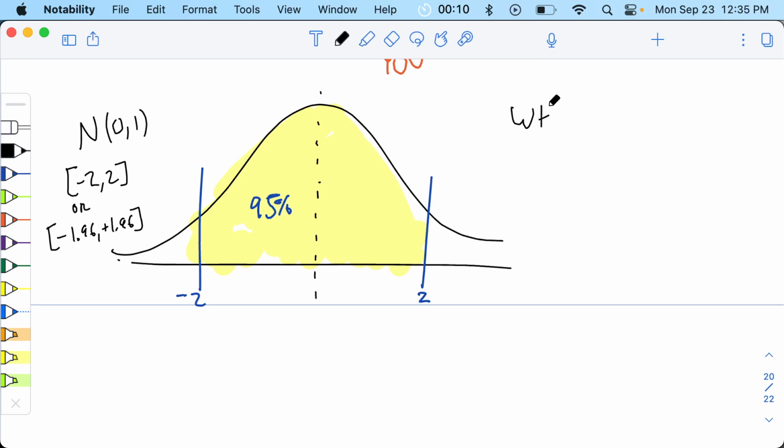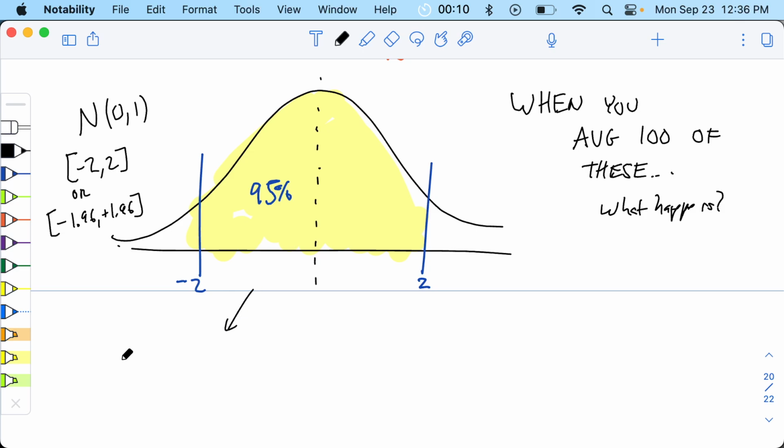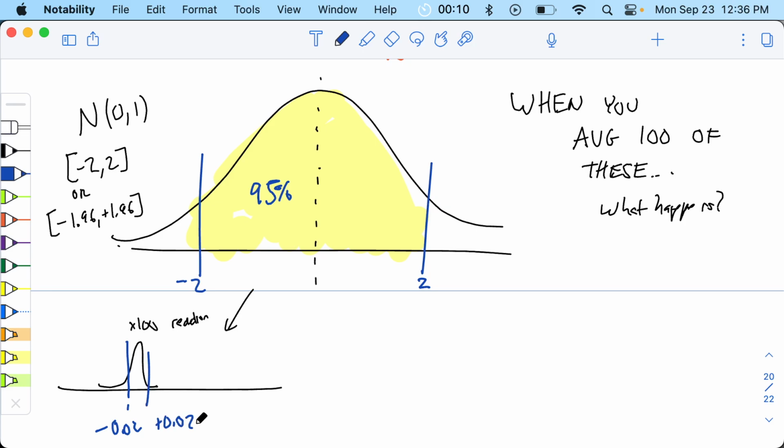So when you average 100 of these, what happens? Inside the answers, there were a few different possible answers. Some people said, well, you're averaging 100 of these, so you divide by 100. So one possibility is that it shrinks by a factor of 100, so you get 100 times smaller. Let me draw it. This is a times 100 reduction, and that would be like that. You get minus 0.02 to plus 0.02. That could be what some people said.